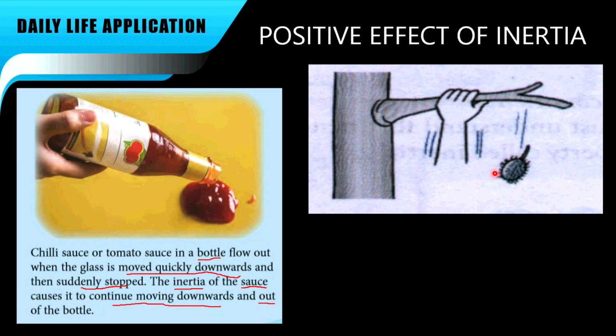We can also pluck fruit from trees by using inertia. We can shake the branch of the tree, and when you shake the branch, the fruit moves together with it. Every time you change the direction, the fruit will continue its straight motion. Hence it will be pulled out from the branch, so you can enjoy the fruit.